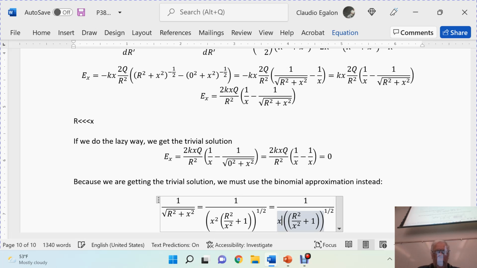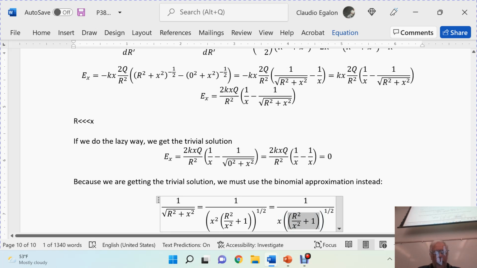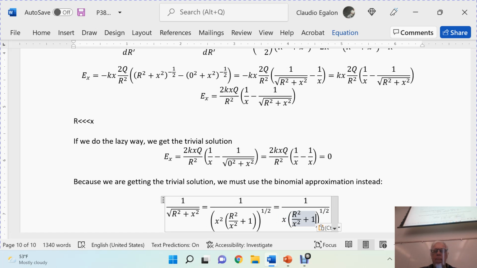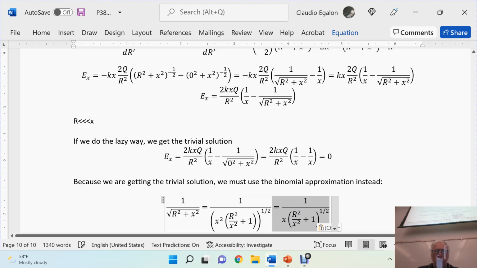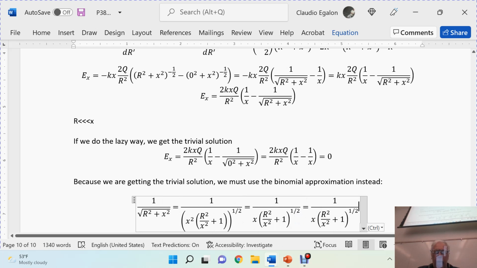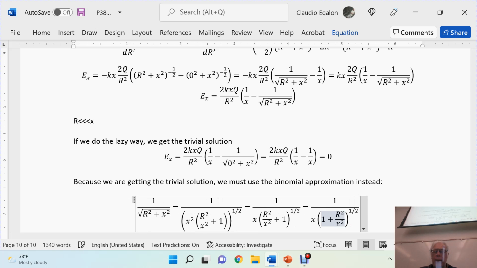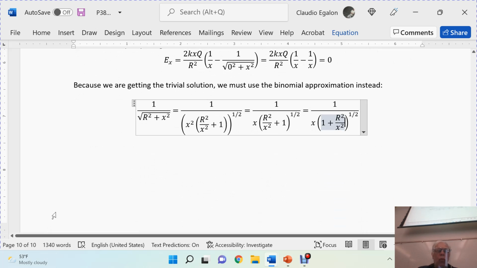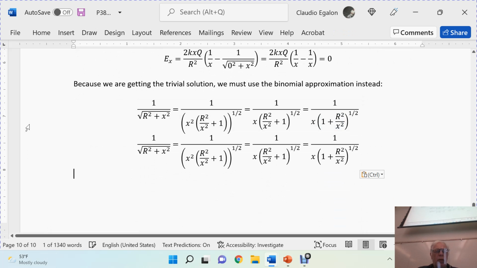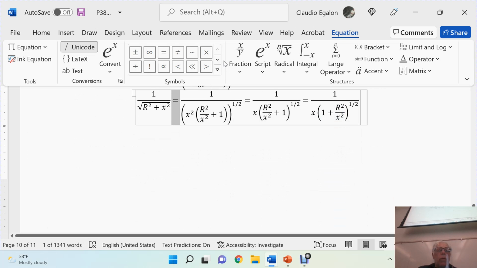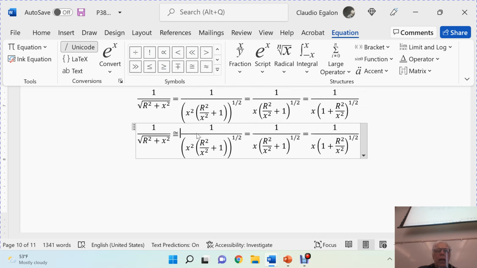and it becomes, okay? I'm going to swap the one with the r squared over x squared, like that. And now we can start working on the binomial approximation. Now it's easier to do the binomial approximation when we put those guys in this format.